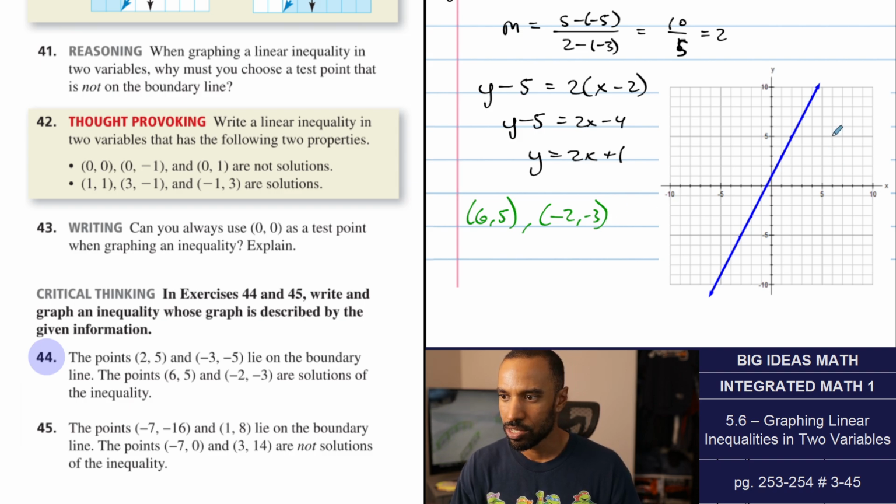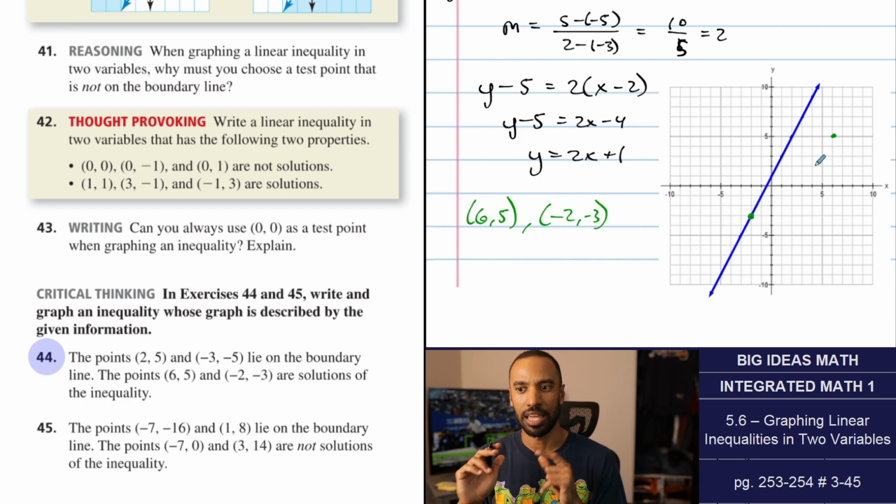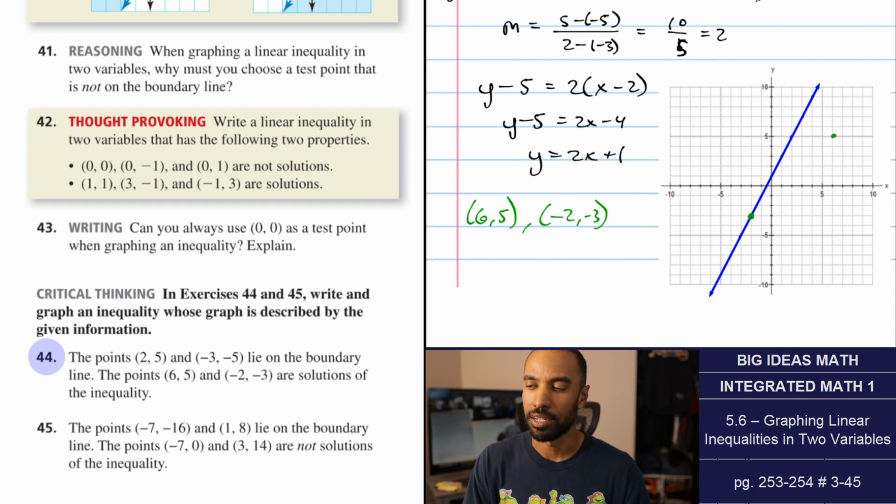Here's (6, 5), that's underneath the line. Here's (-2, -3), it's on the line. Okay, on the line tells me that it must include the points that are on it. (6, 5) tells me points below the line must be included, which means our shading, if you wanted to do shading, is going to look like this, and it should be a solid line.